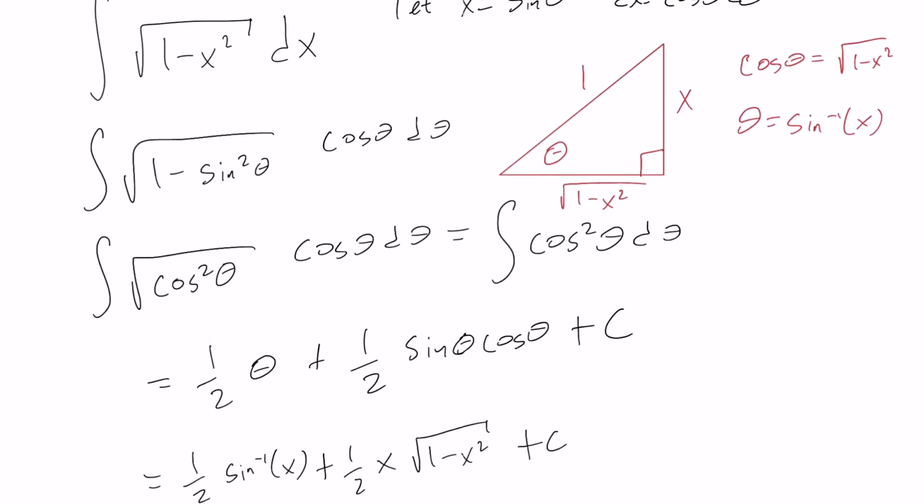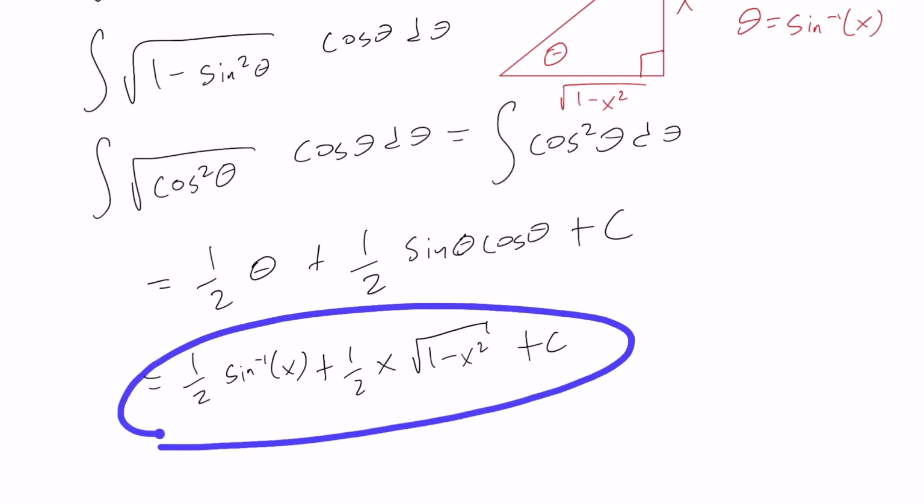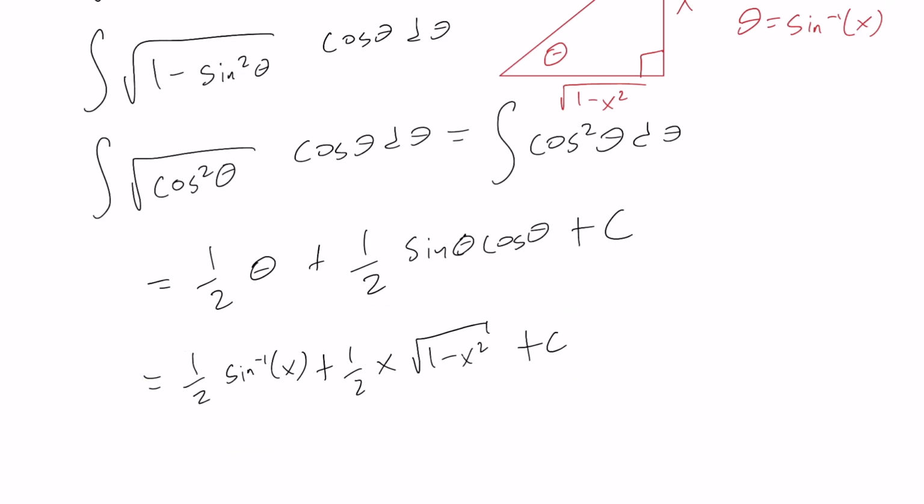So this relatively simple looking function, just square root of 1 minus x squared, has a pretty complicated looking antiderivative. But the only way we could find that antiderivative is by using this inverse trig substitution.